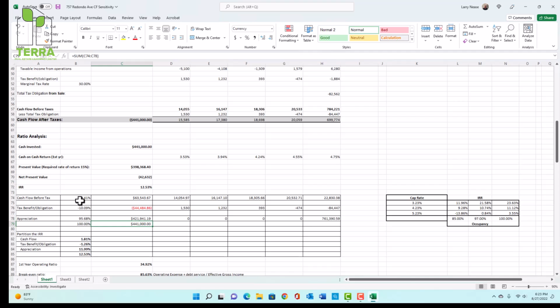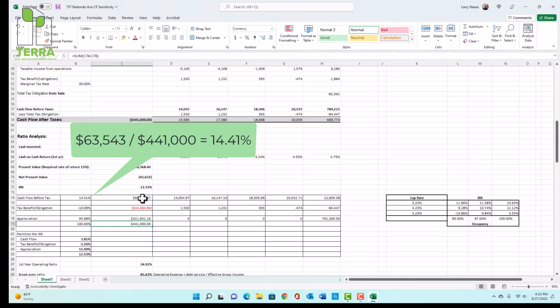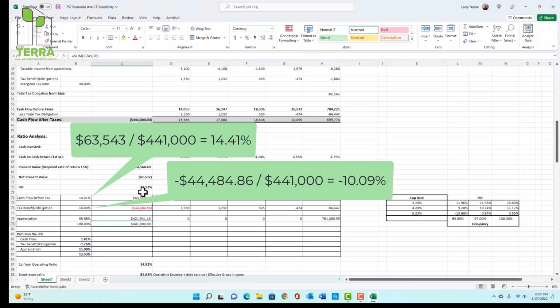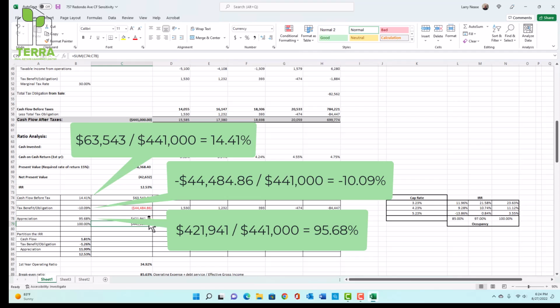Then, if I do this calculation, if I take the cash flow before taxes, this line, the discounted cash flow before taxes, divide that by 441,000, that makes up 14.41% of the internal rate of return. If I did the same calculation here with the taxes, take 44,484 and some change, which is a negative number, divide that by 441, that is a negative 10.09%. Then, if I take the 421,941 and some change and divide that by 441,000, that is 95.68% of the internal rate of return.